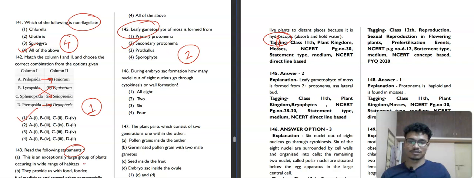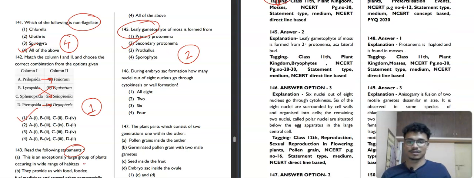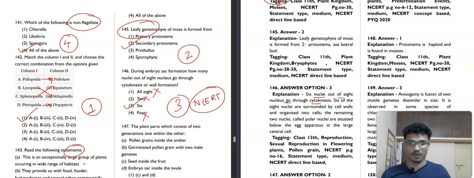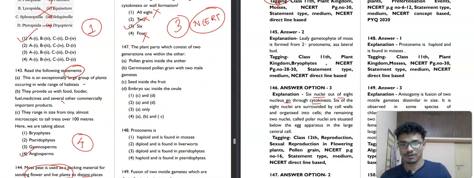Now we will move toward the next question. Question number 146. What is it saying? During embryo sac formation, how many nuclei out of 8 nuclei go through cytokinesis or wall formation? All 8, 2, 6 or 4? No, all 8 don't go. 2 no, or 4 no. 6 is the correct answer, the third option. 6 nuclei is clearly written in NCERT. You don't need to be confused. 6 nuclei out of 8 nuclei go through cytokinesis, and that is for wall formation.